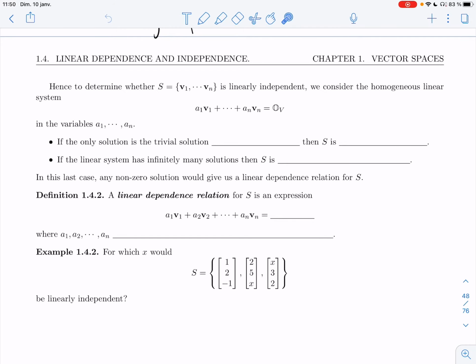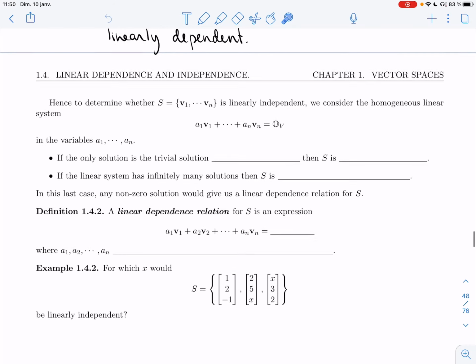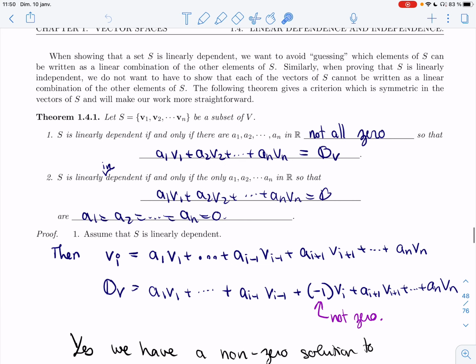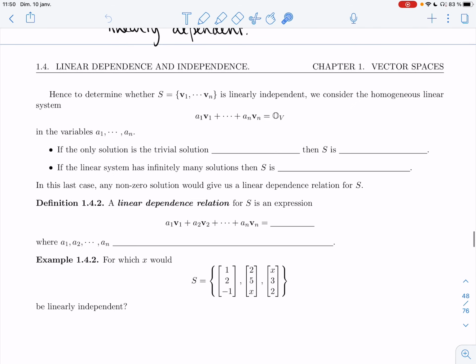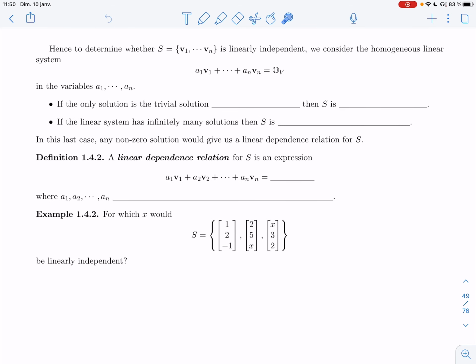Welcome back. In the last video, we proved the theorem right here that rewrites the definition of linearly dependent and independent sets in terms of number of solutions. So let's make our result more precise so that we can use it with confidence. To determine whether a set is linearly independent or not, we consider the homogeneous linear system: a linear combination of v1 through vn gives us the zero element in the variables a1 through an.